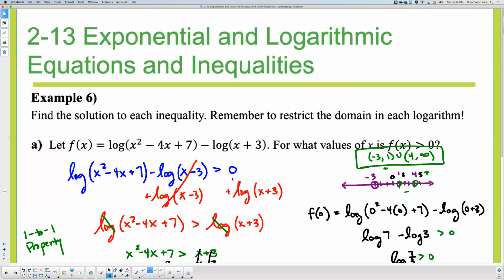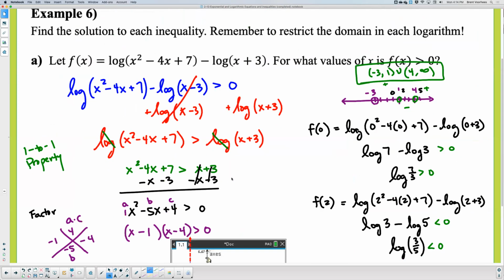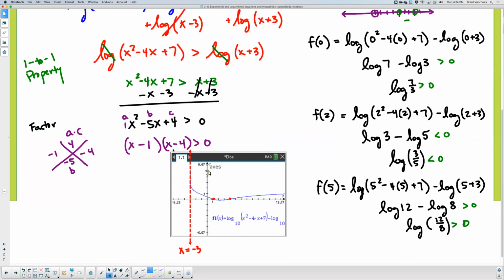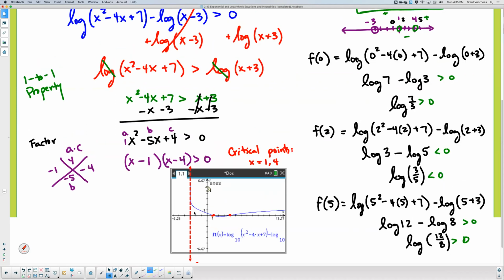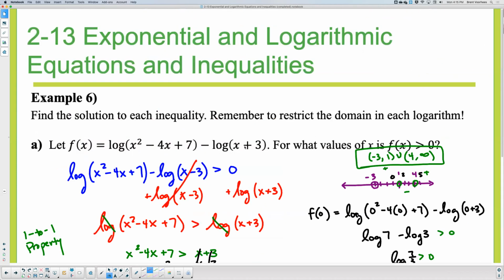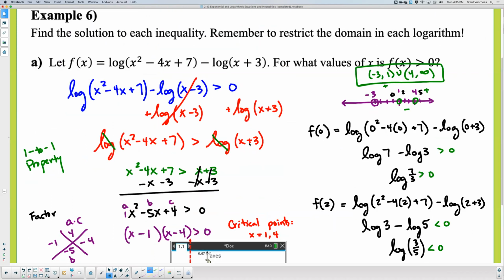Whereas on the previous one, we didn't have nearly as many critical points. Critical points we found here were at 1 and 4. Critical points where x equals 1, 4, and I've forgotten the asymptotes. That was -3, it looks like. Yeah, -3 right there. And this does not have any real roots.